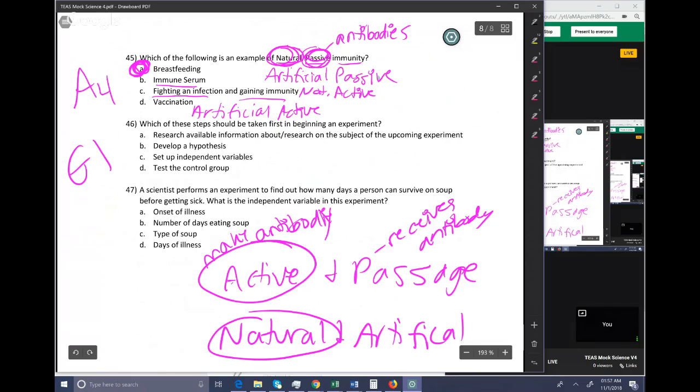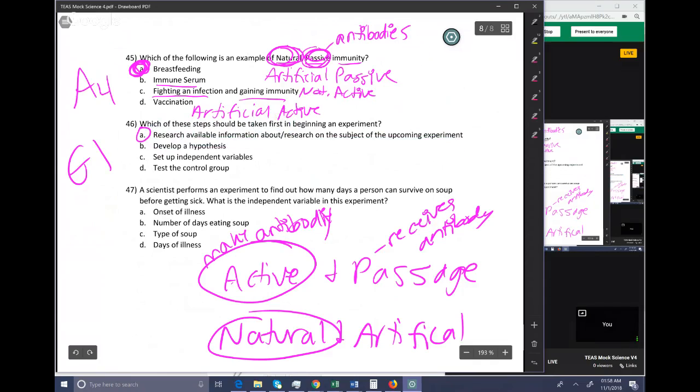46 is from General Science 1. Which of these steps should be taken first? Research what type of information is available on the subject of your upcoming experiment. That is the first thing you do. That comes before a hypothesis. It comes before setting anything up, because your hypothesis is supposed to be an educated guess about what the outcome will be. And you get that educated guess by having some type of knowledge of what it is you're looking at, possibly from what other people have studied, what type of information might already be out there about it. So very, very first is always something to do with researching.